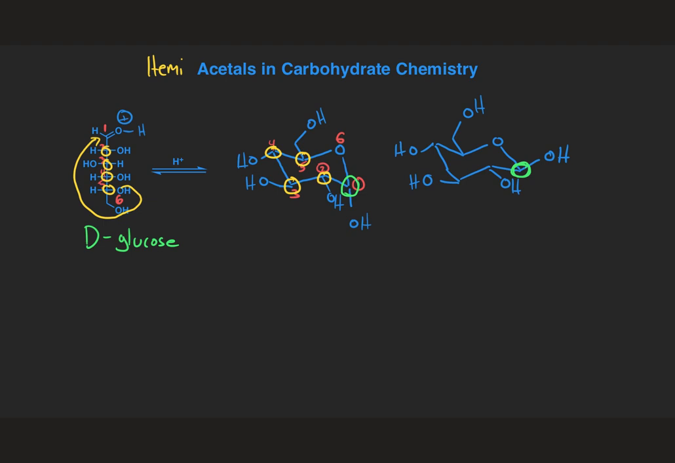And so this ends up being alpha D-glucose. And this is beta D-glucose, both of which are naturally occurring and have different roles in carbohydrate chemistry. I think that's going to wrap up our discussion of carbonyls with oxygen and carbon-based nucleophiles. We will pick up with carbonyls and nitrogen nucleophiles next time.